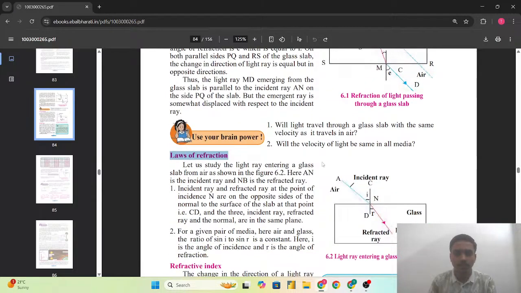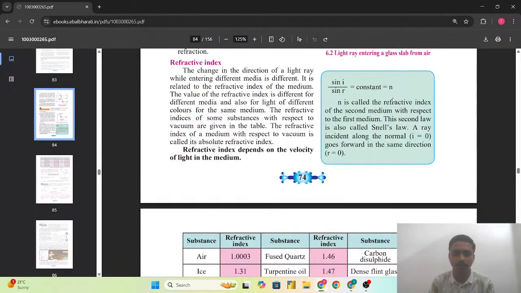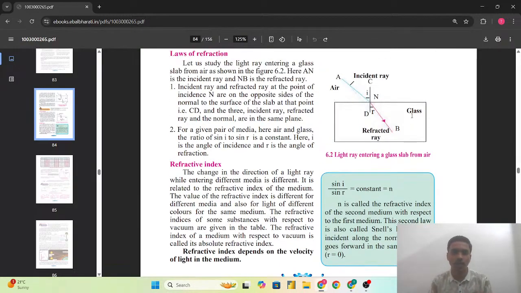So let's move ahead. Use your brain power. Will light travel through a glass slab with the same velocity as it travels in the air? Will the velocity of the light be the same in all the mediums? So these are the two questions. Will light travel in the glass slab with the same velocity as it travels in the air? That will not happen. As the medium will change, the velocity of the light will also change, as we can say here. Will the velocity of the light be the same in the medium? We will see this ahead. We have one table there, we can see about that.